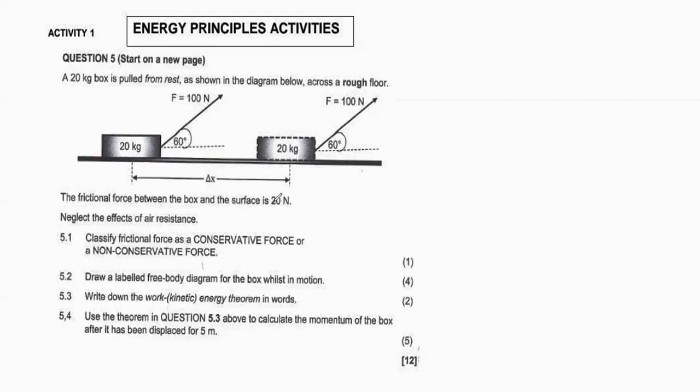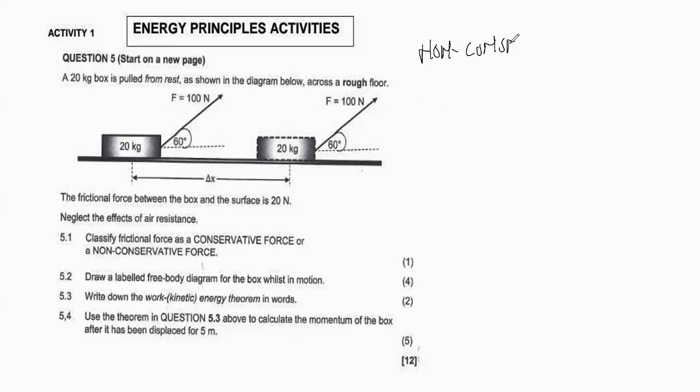So one thing you always have to be considerate of, always read all the statements there, whether they appear above the diagram or below the diagram. Then they say neglect the effect of air resistance. Right, 5.1 says classify frictional force as a conservative force or a non-conservative force. Now we already know that frictional force is a non-conservative force.